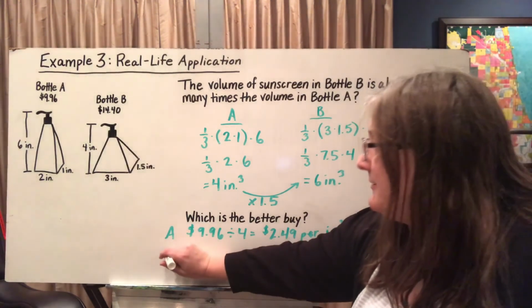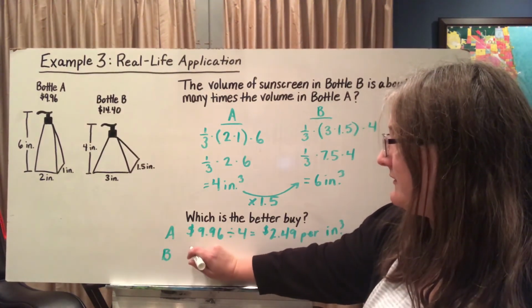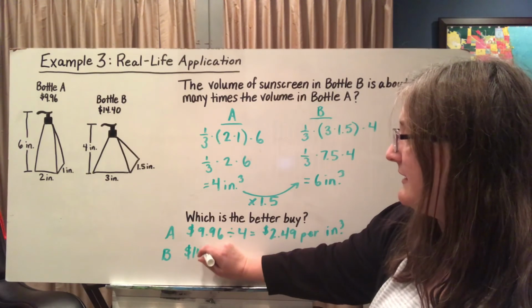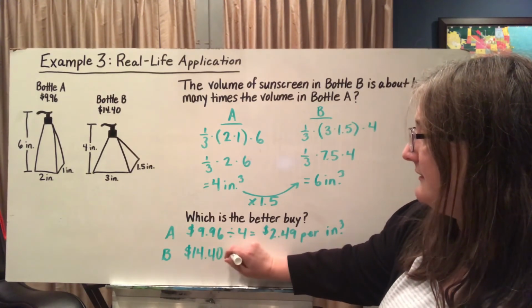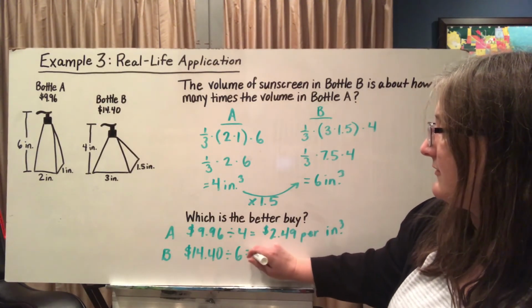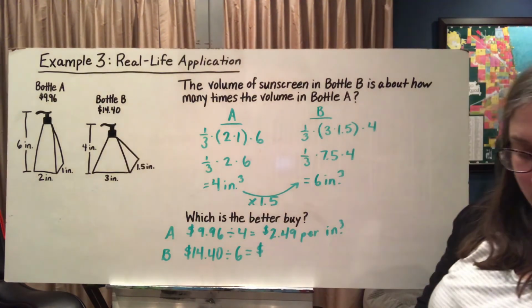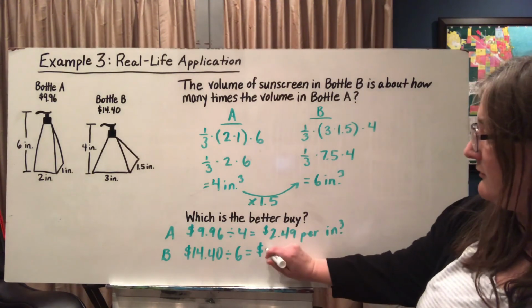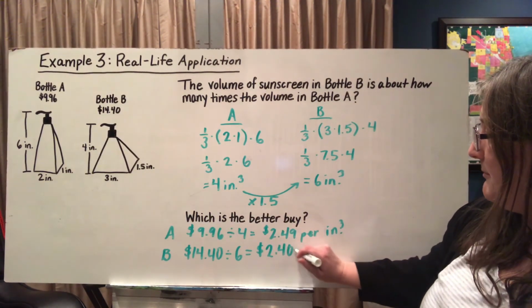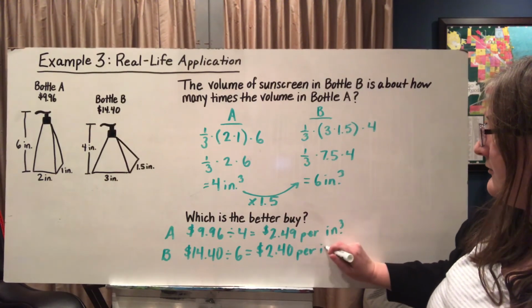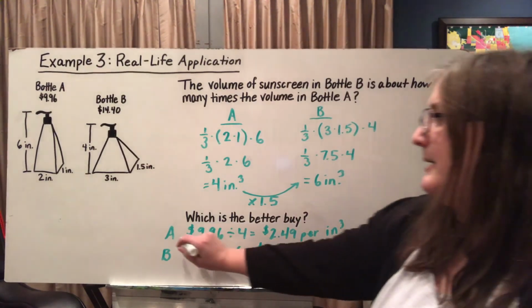For bottle B, it's costing me $14.40, but for that price, I'm getting 6 cubic inches of sunscreen. If I divide those, that is telling me it's costing $2.40 per cubic inch. So the better buy is actually bottle B.